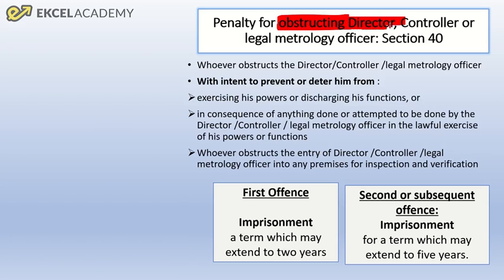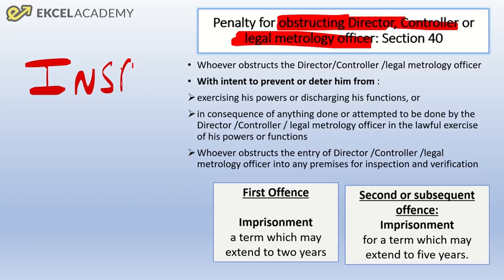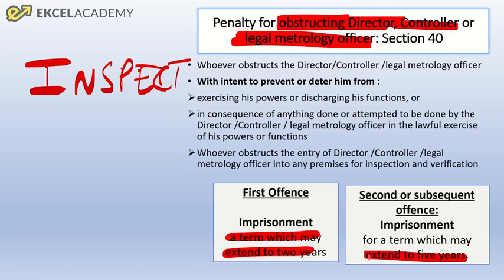Penalty for obstructing director, controller or legal metrology officer. So a legal metrology officer will go to the company and tell, I want to inspect your company. The company will say, no, you don't come, or the company will close the door, the company will avoid the person. That time the imprisonment is the first time offense itself, you are getting up to 2 years. For second time it may be up to 5 years. So if government officer comes to your office, please allow them inside and don't stop them from going ahead with the inspection. This is a more serious offense.